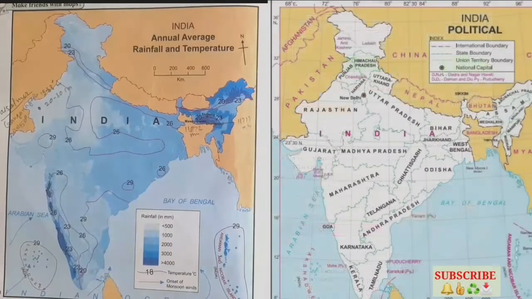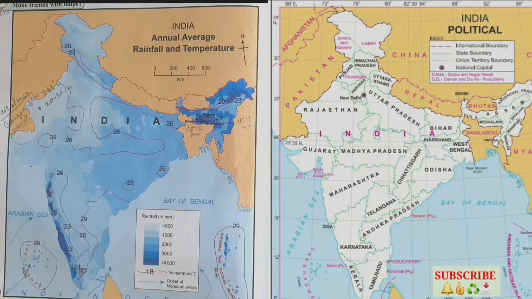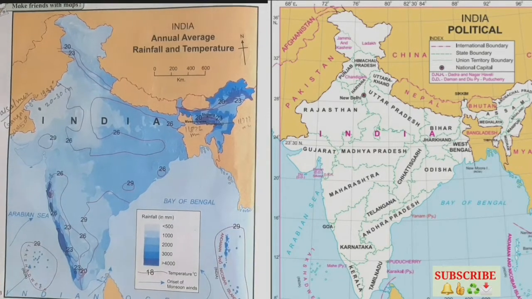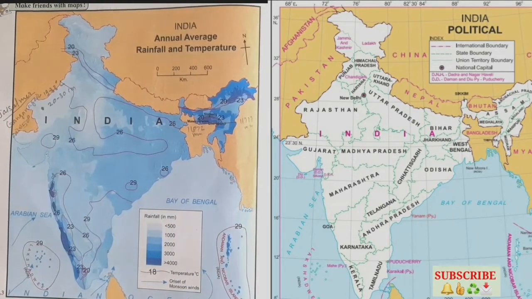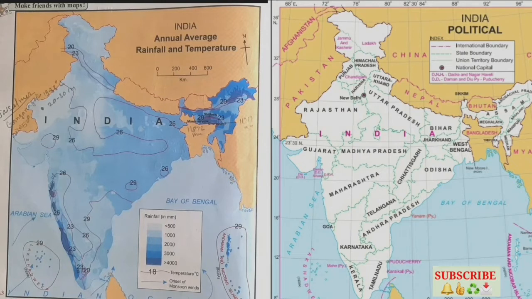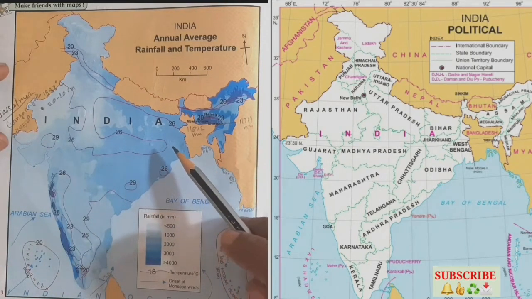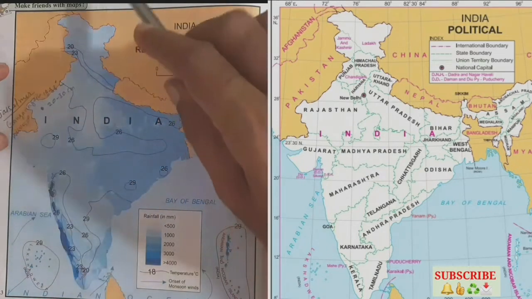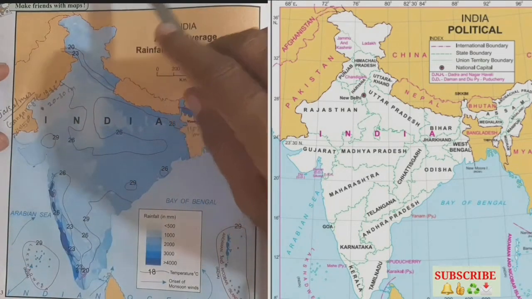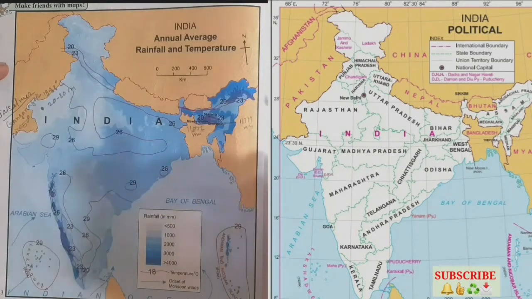Now students, we shall study the climate of India. Let's try to understand the climate of India. As we have studied the climate of Brazil, in the same way we are going to understand the climate of India here with the help of the map. And after having some information, let's try to find out the answers of these questions which are asked on the basis of this map of India.